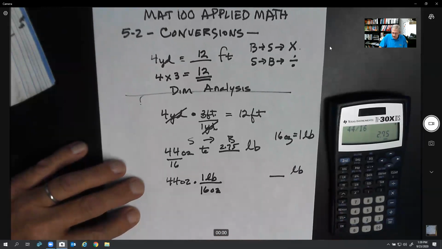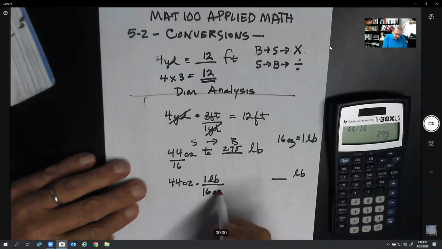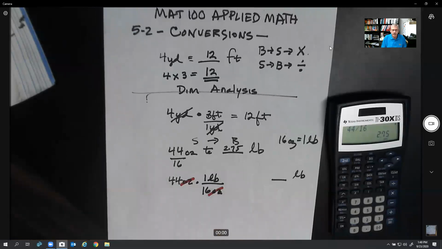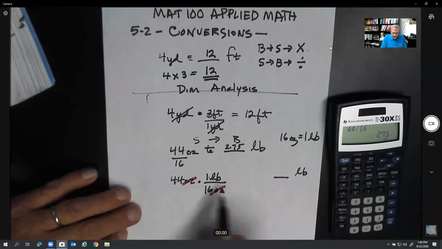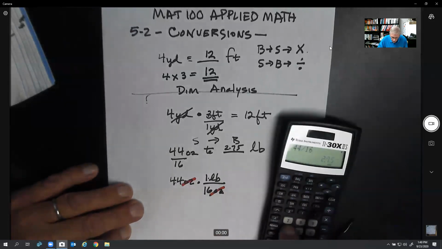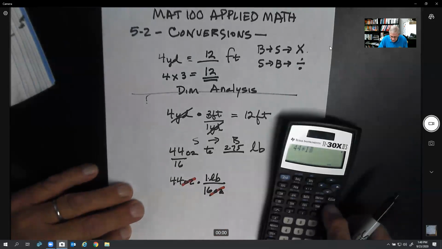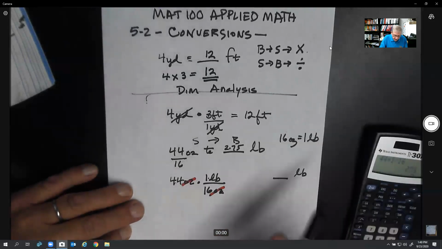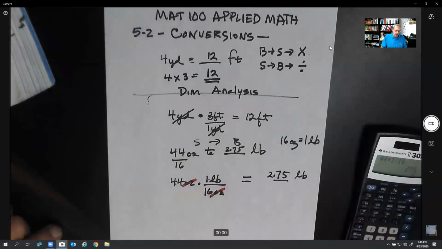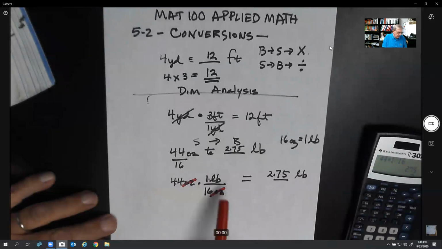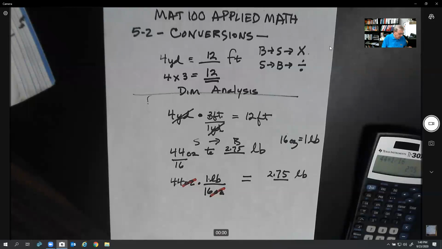Well, here are the ounces. Cancel out the ounces. And you can see 44 times 1 divided by 16. You multiply 44 by 1, and divide it by 16, giving 2.75 pounds. So by using dimensional analysis, we can sometimes do a little more difficult problem.